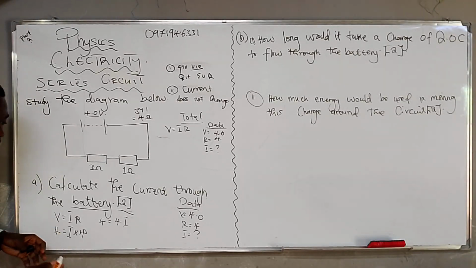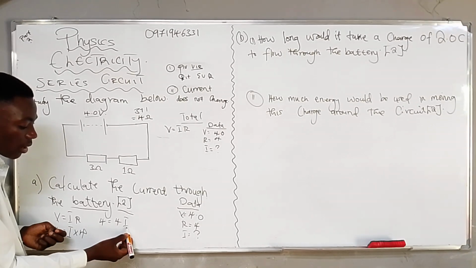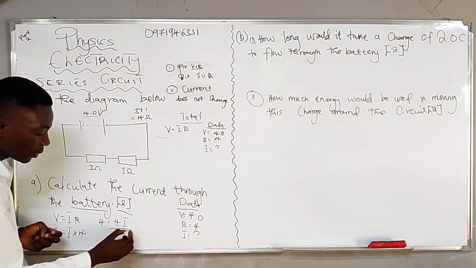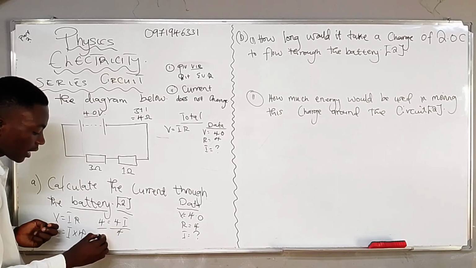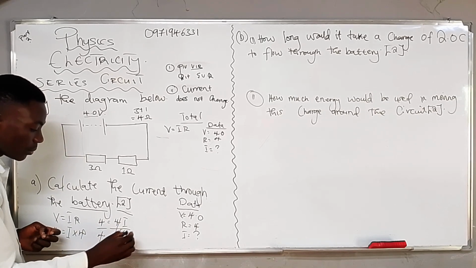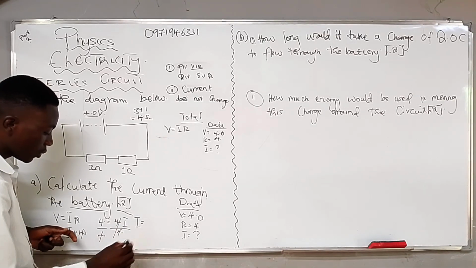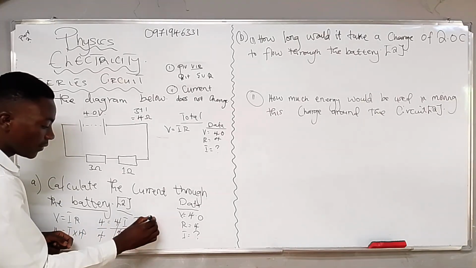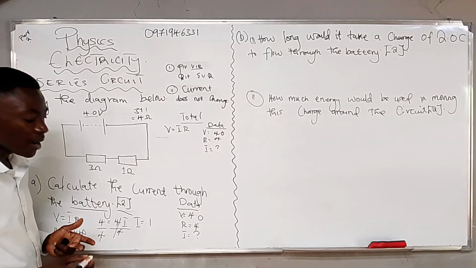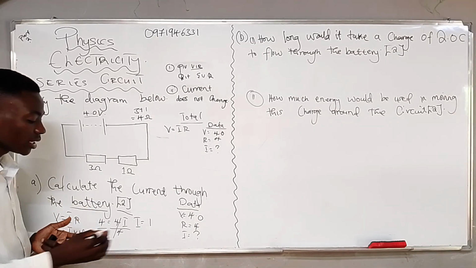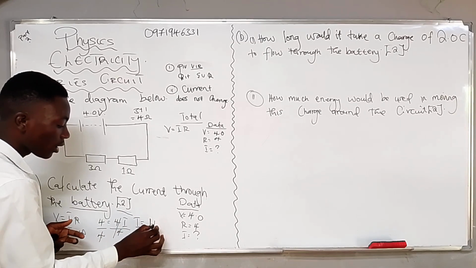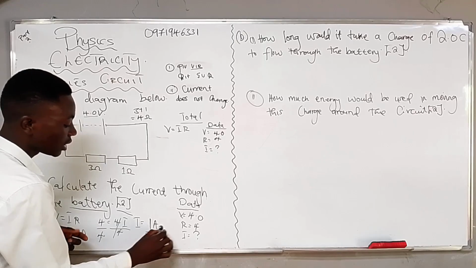When you reach here, you know that you want to remain with I alone. So make sure that you divide both sides by 4, even this side by 4. So you remain with I, which is the current, is equal to 4 divided by 4, it is giving us 1. Remember, current has units, so we say it should be 1 amp.